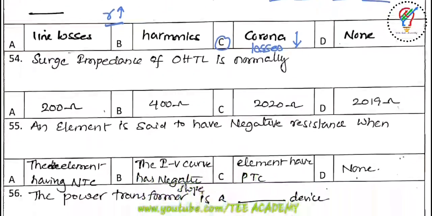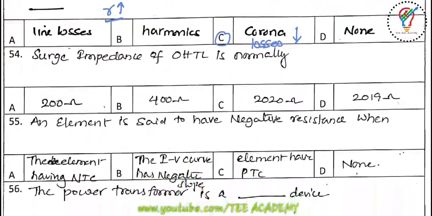Now the next one: the surge impedance of overhead transmission lines is normally 400 ohms. If you take underground cables, it will be 40 ohms. So this is a very important point from the examination point of view.